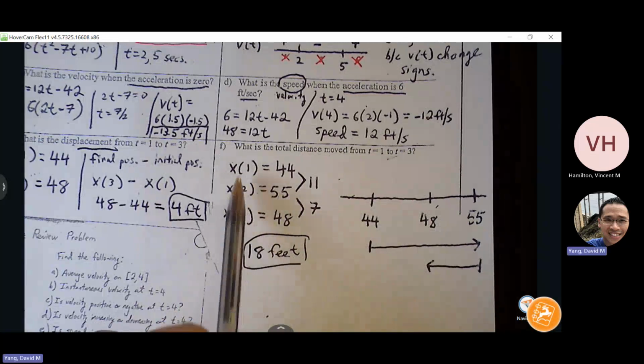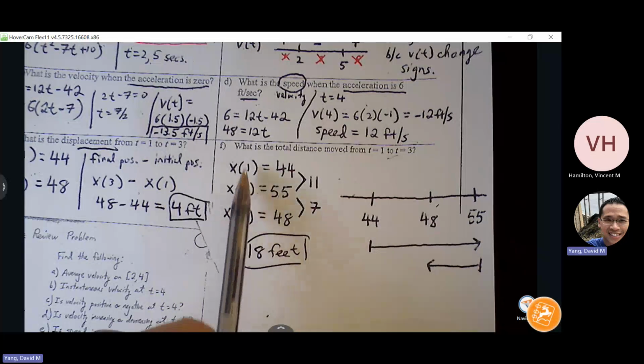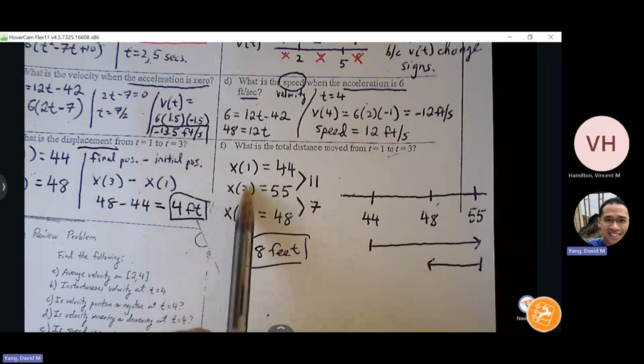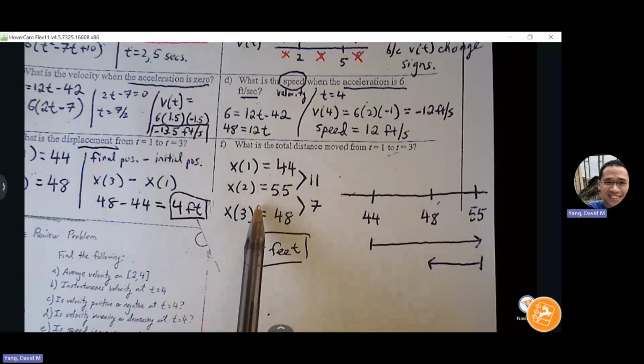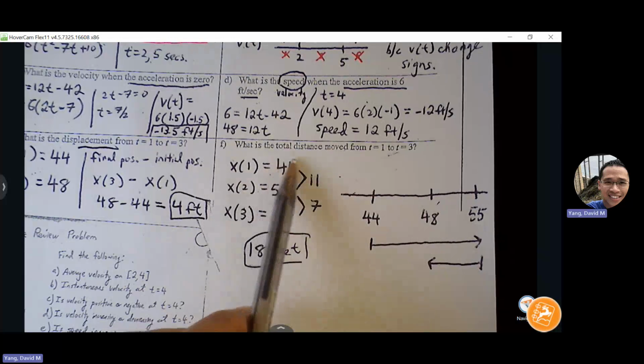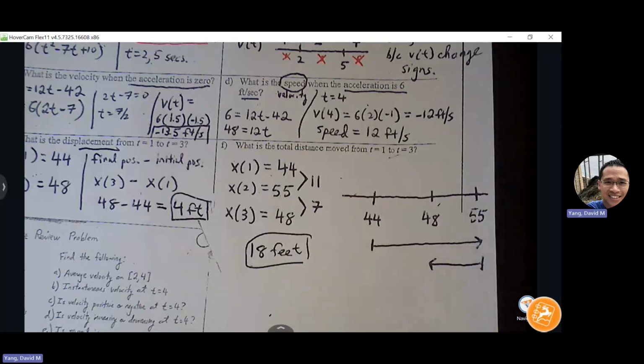We're not purposely trying to test every integer value between 1 and 3. It just so happens that there's a change in direction at 2. If there was no change in direction, then we can just do 48 minus 44, because we only have to worry about total distance if there's a back and forth movement.